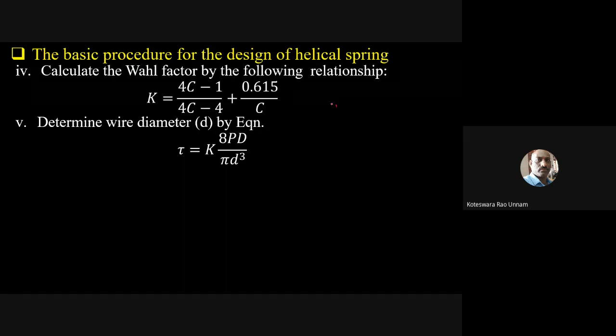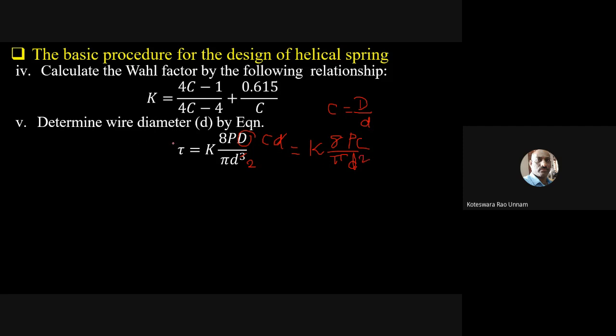We know that C is equal to capital D by small d. So this is replaced by C into small d. I can write capital D as C into small d. Then it can be reduced further, so I can write the expression for tau as K into 8 P C divided by pi d square.